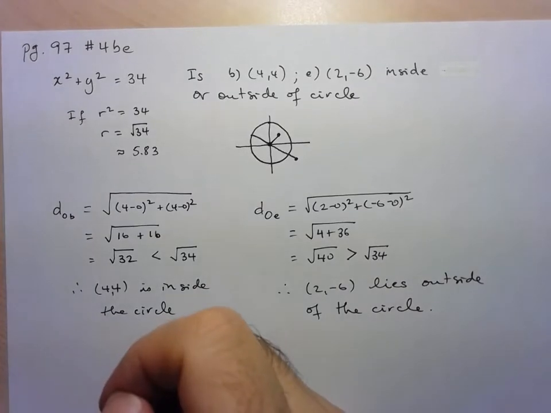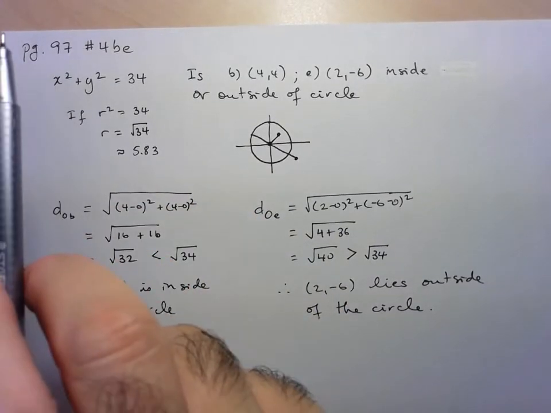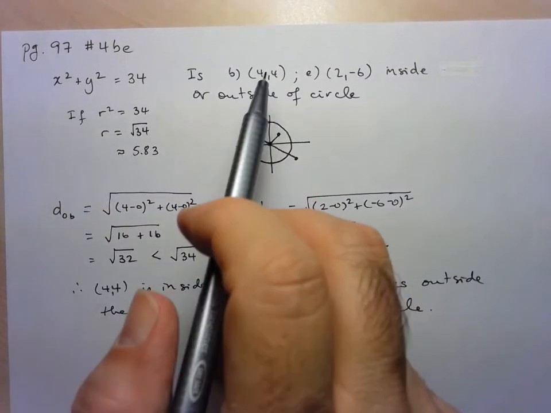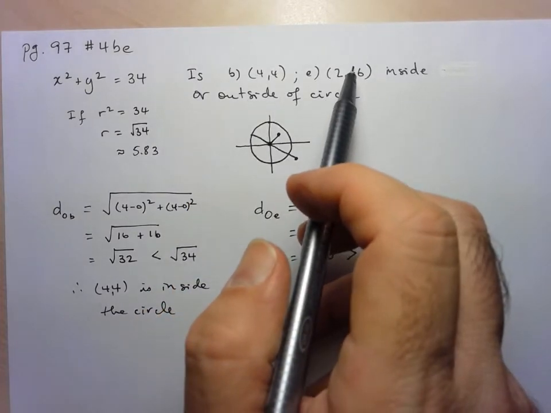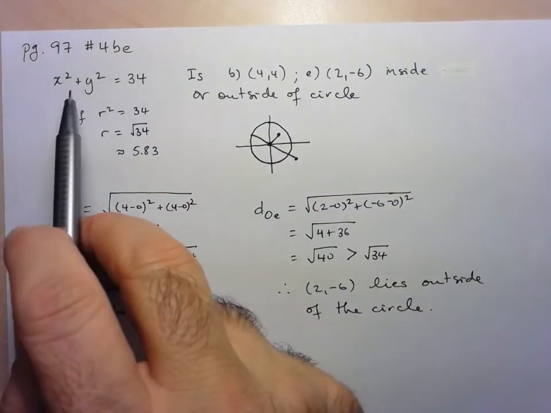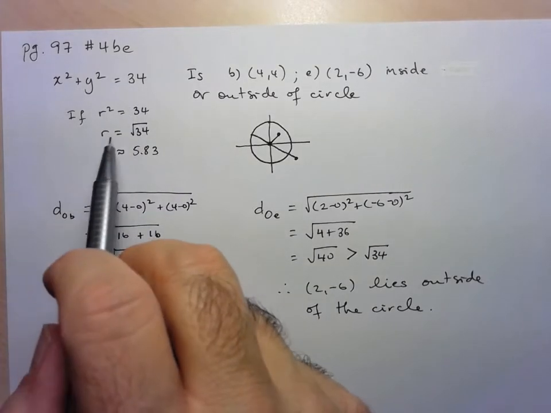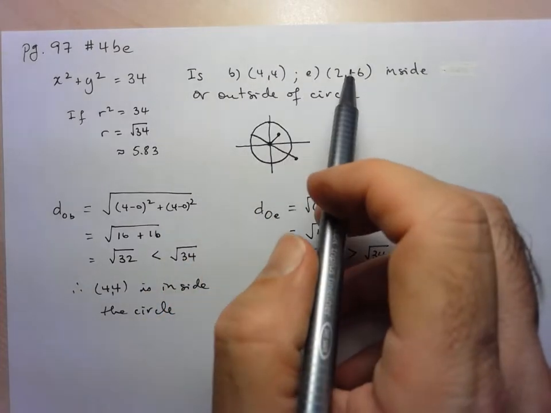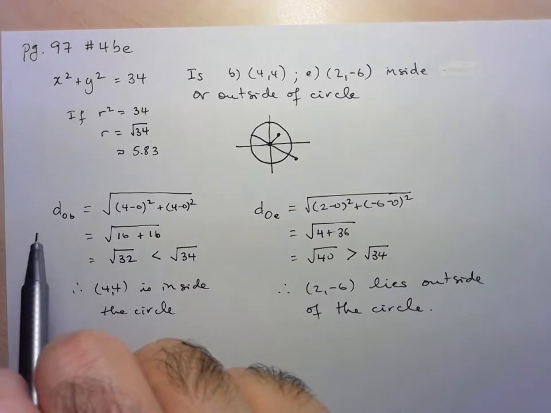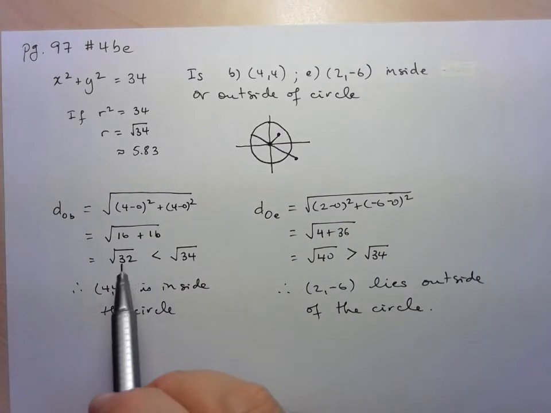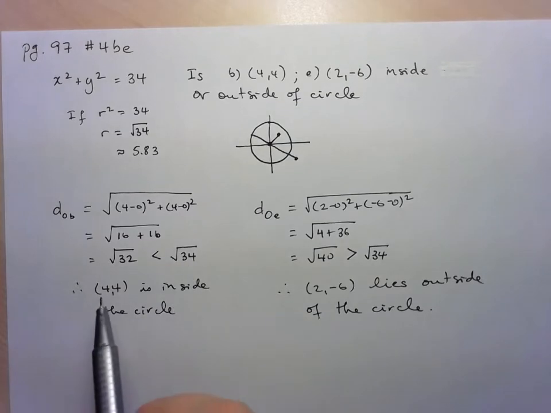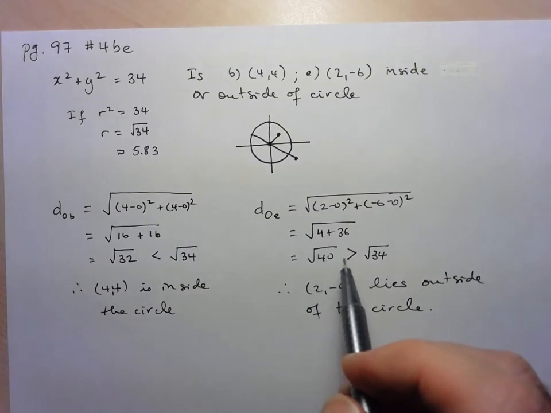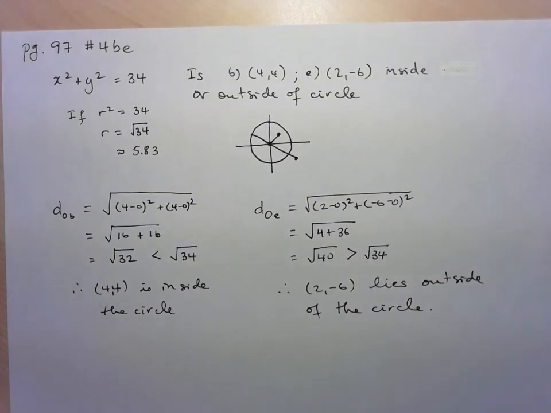All right, let's do a quick recap. First of all, we had to determine what the center of this circle was, so we knew what we were finding the distance to when we were taking the points 4, 4 and 2, negative 6. In this case it was easy, it was just 0, 0. And we needed the radius of the circle so that we can compare the distance from each point to the center to the length of the radius. In this case, the distance was smaller than the radius, so the point was inside the circle. Here the distance was greater than the radius, hence it lies outside of the circle. Okay, that's it for this one.